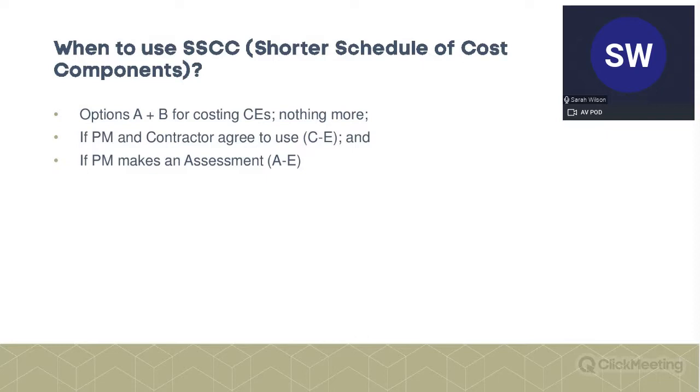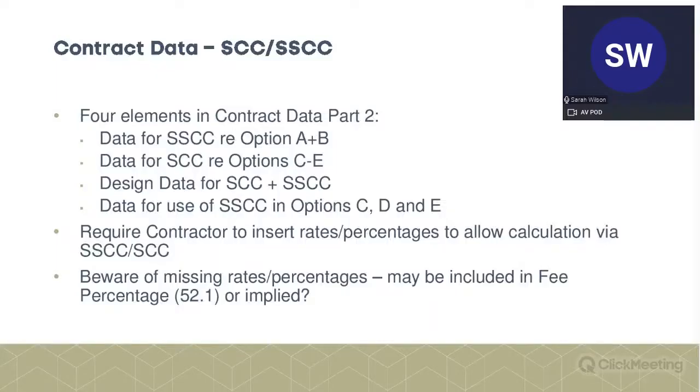A couple of other situations where you might use it, where you're working on options C, D, and E, and that's where PM and contractor agree to use it. Now, I must say I've never come across an instance where the parties have agreed to use it in that situation, but perhaps you guys have. Another situation where shorter schedule might be used is if the project manager assesses a compensation event in regards to any of the forms of contract. And in that case, the PM can use the shorter schedule at its discretion.